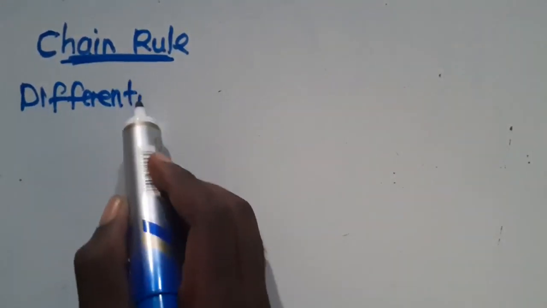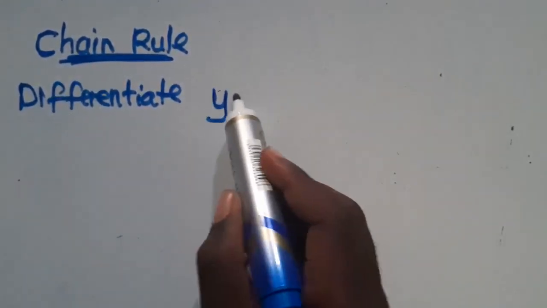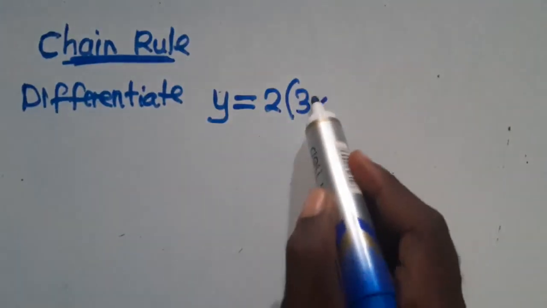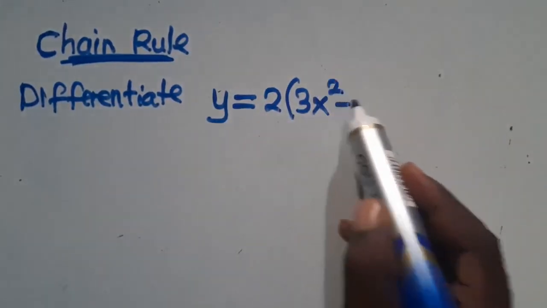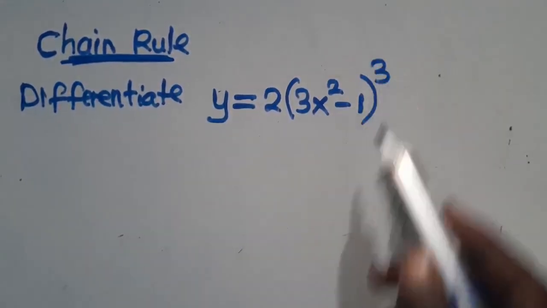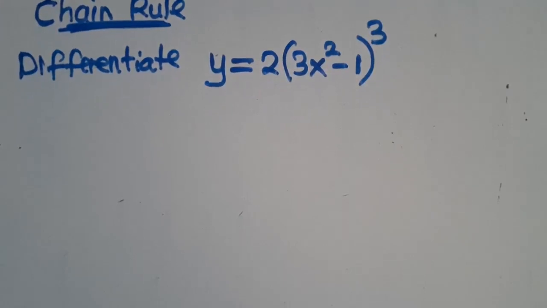They are telling you to differentiate. Differentiate what? Differentiate y is equal to (3x squared minus 1) to the power 3. This is what you are told to differentiate. How can you differentiate this?